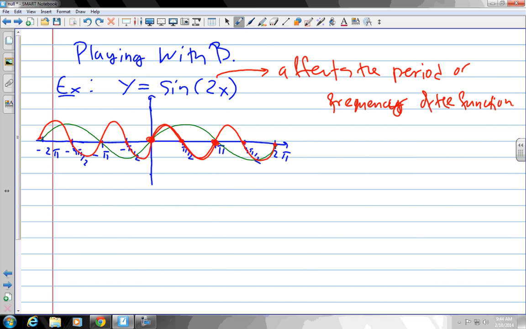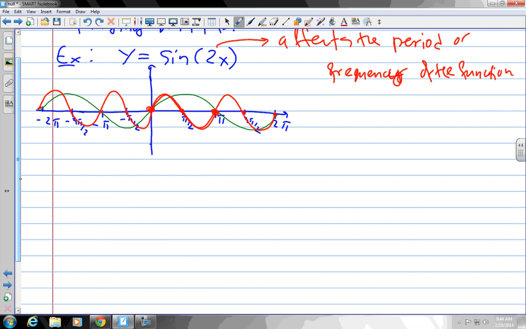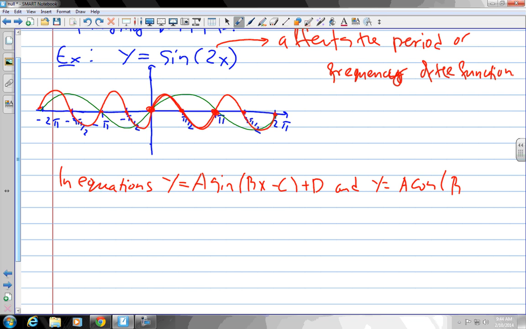So in general, in equations y equals a sine of bx minus c plus d, and y equals a cosine of bx minus c plus d, the period is the absolute value of 2 pi over b. The reason we use the absolute value is that if b is negative, it will not affect the frequency of the graph. It will flip the graph, but it will not affect how it stretches.